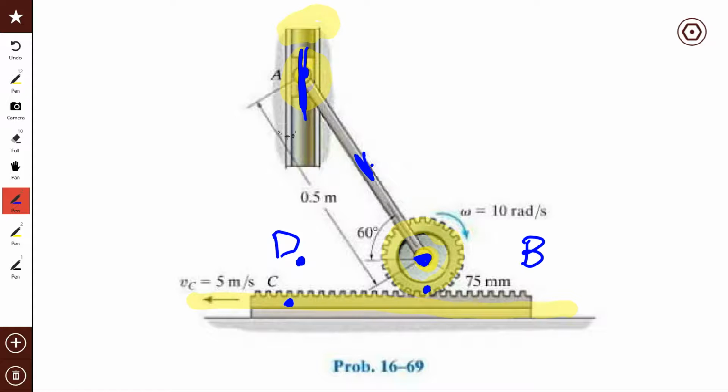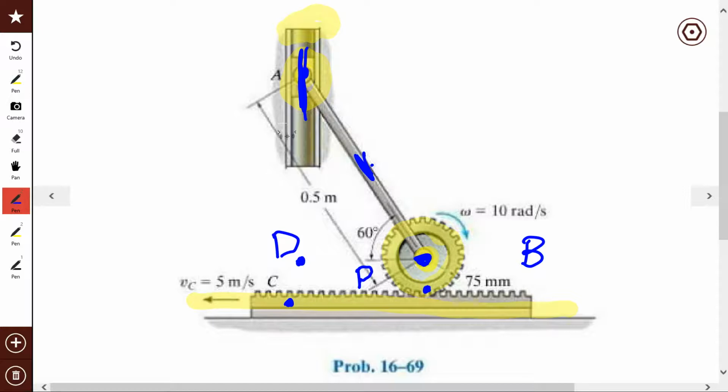What other points are special? A, B, that's 2. You said there were 4. Okay, that little blue point, why is it special? It's on this little rotating gear, right? It touches more than one body. What do you want to call that? Well, I've got a D, so I'm going to call it a P. You can call it whatever you want.